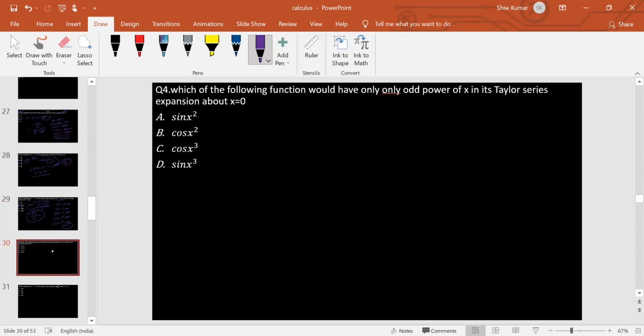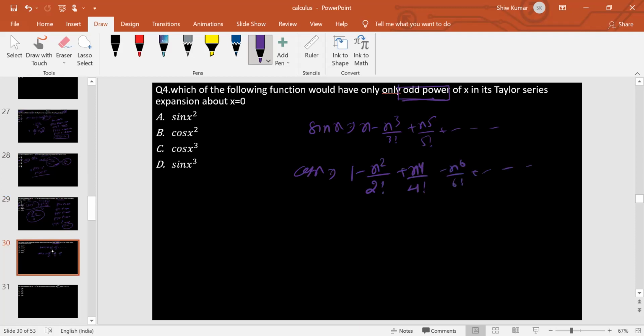Which of the following functions would have only odd powers of x in the Taylor series expansion at x equal to 0? You can give the answer with the help of sin x and cos x. I need to find out only the odd power series. Which one is the odd power series? We know the series of sin x: x minus x cube by 3 factorial, plus x to power 5 by 5 factorial, plus dot dot dot. And the series of cos x is 1 minus x square by 2 factorial plus x to power 4 by 4 factorial minus x to power 6 by 6 factorial and so on.